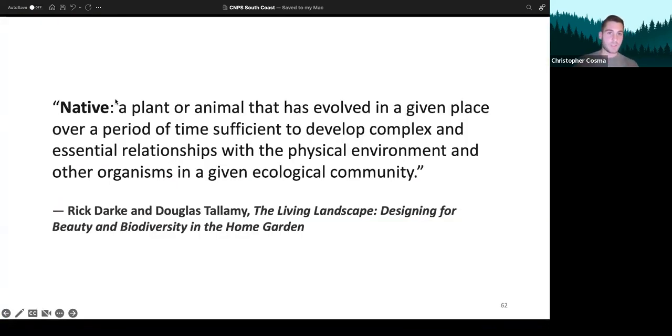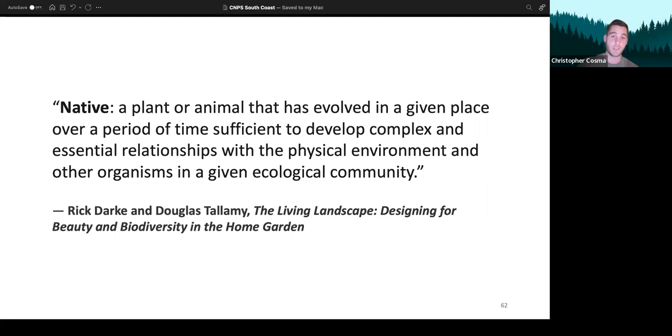And so this brings attention to the importance of native plants for native insects. And we know that about the monarch. The monarch needs its native milkweed plants. And I really like this definition of native from Rick Darke and Doug Tallamy from their book, The Living Landscape: A plant or animal that has evolved in a given place over a period of time sufficient to develop complex and essential relationships with the physical environment and other organisms in a given ecological community.